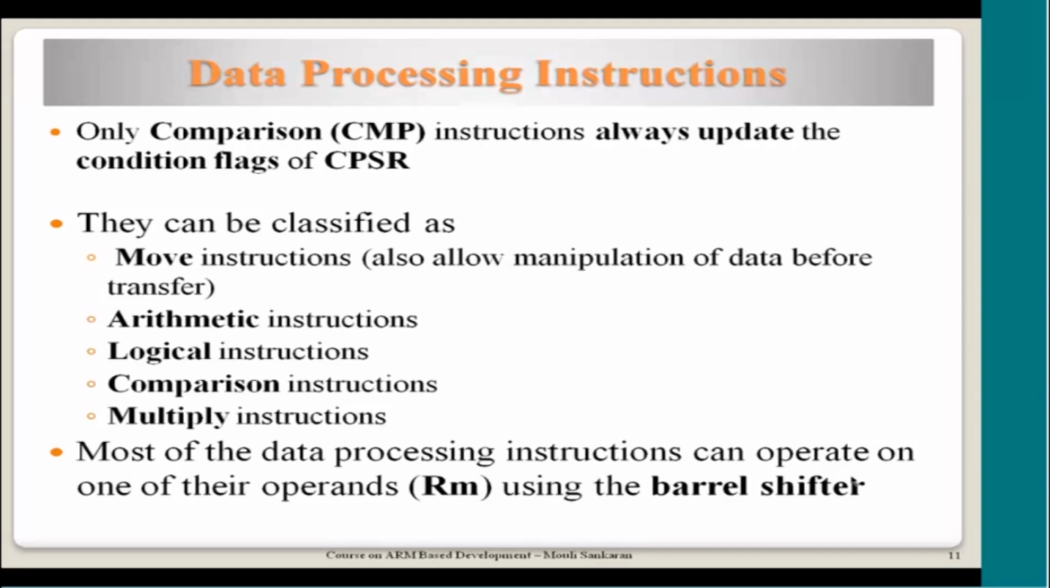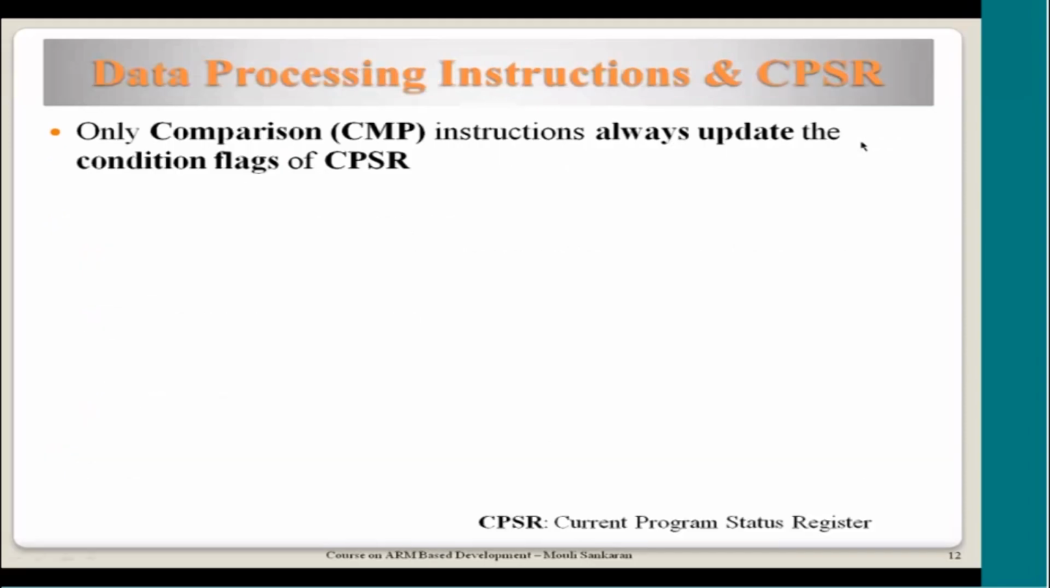Now let us see how the data processing instructions affect or don't affect the CPSR. If you are familiar with the 8086 instruction set, you know that whenever you perform any arithmetic or logical operation, based on the content of the result, the flags are always affected. Whereas in ARM, it is optional. I will explain how it is being made optional.